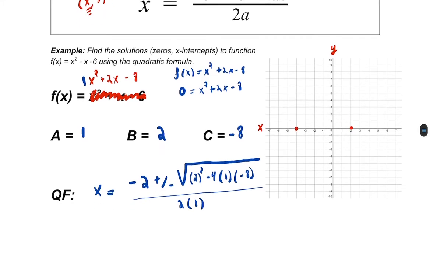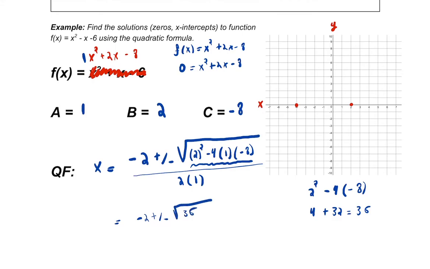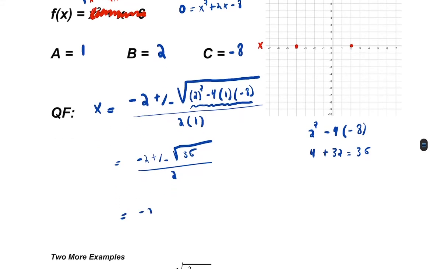That's a lot going on there. But let's just work it out step by step. So this would be equal to -2 plus or minus, let's do this somewhere else to save space, 2 squared minus 4 times 1, that's just 1, times negative 8. We're going to have 4 plus 32. That's going to be equal to 36. So we have negative 2 plus or minus the square root of 36 all over 2. And so we're going to have negative 2 plus or minus 6 all over 2. And at this point, you can break it up into the plus version and the minus version.